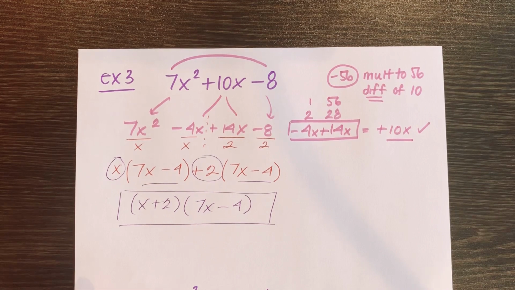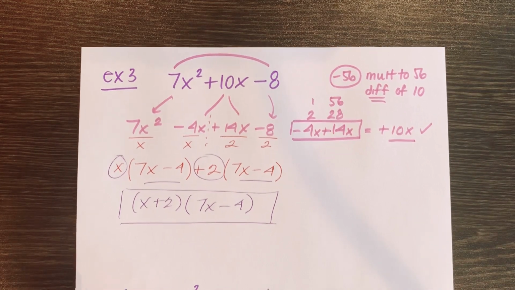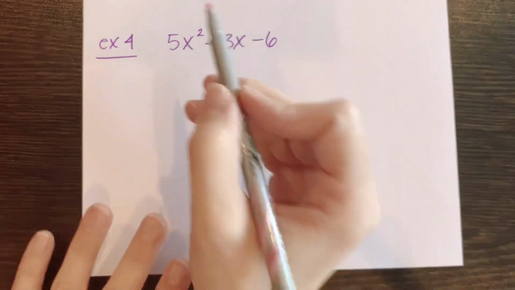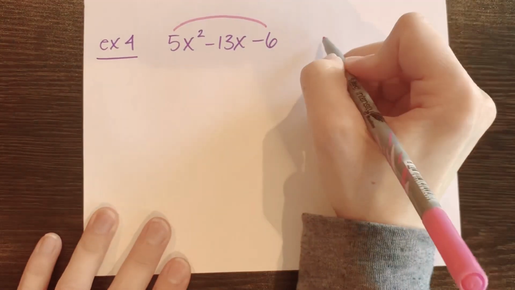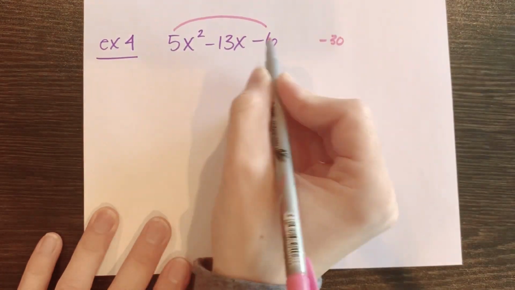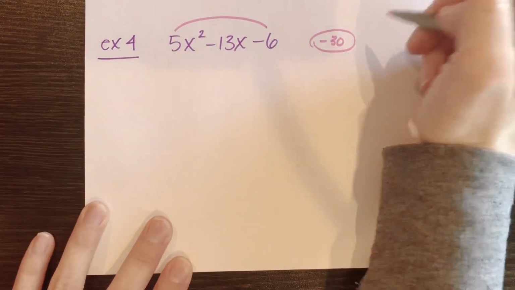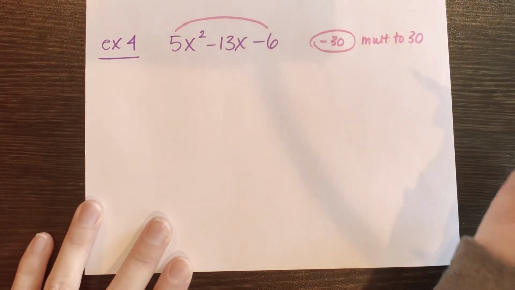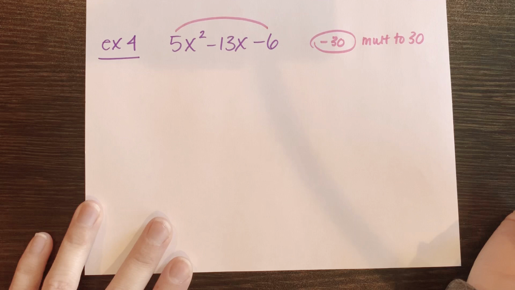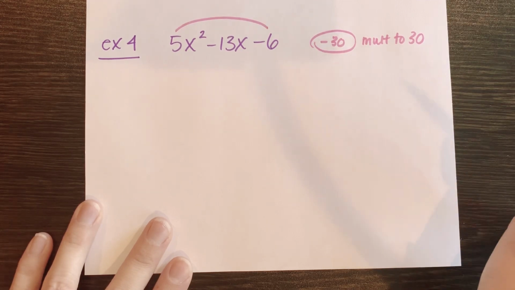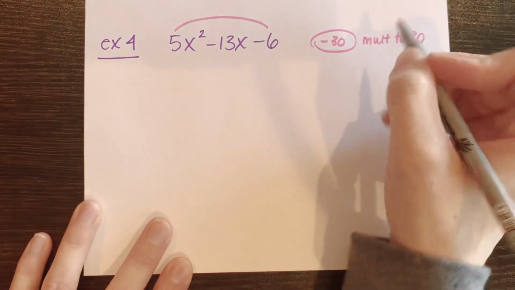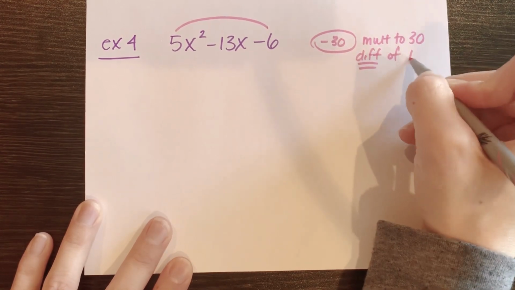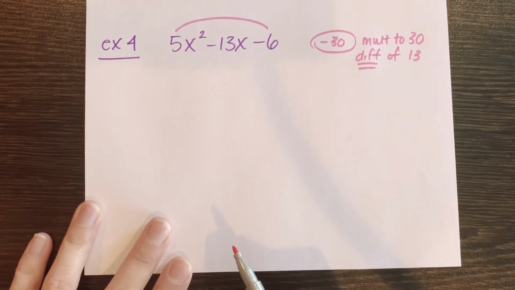Let's try one more, again with a negative in there. So that last term's negative. So let's see. Rainbow, negative 30, right? 5 times negative 6. Okay, they're going to multiply to 30, but because the 30 is negative, they're going to be different signs. And if they're different signs, they're not going to add to 13. They're going to have a difference of 13. This is one of those ones, if you don't change that language, you will get it wrong.